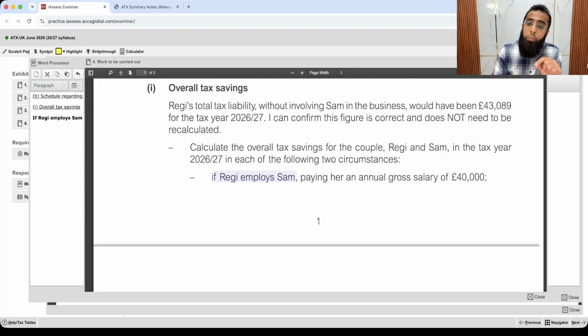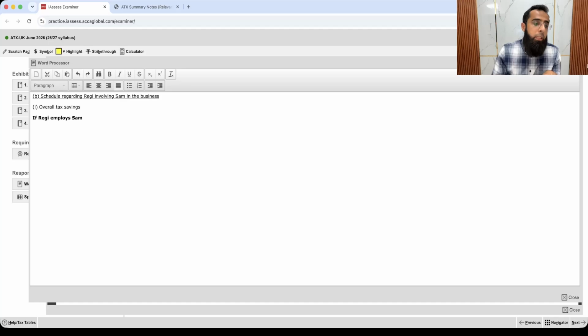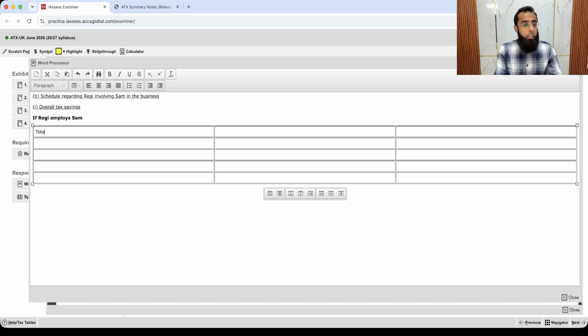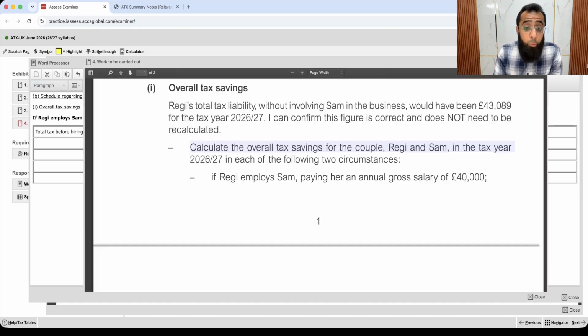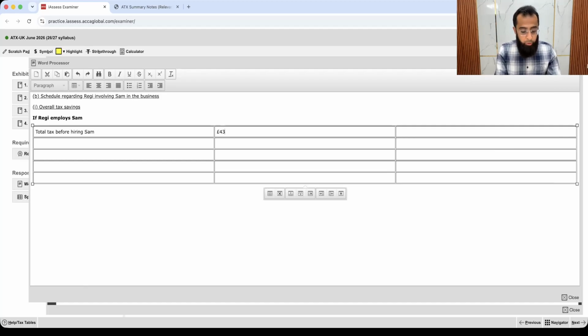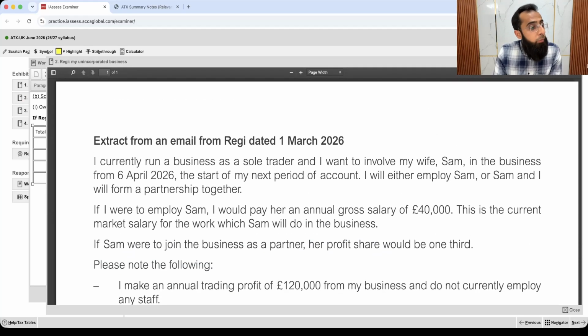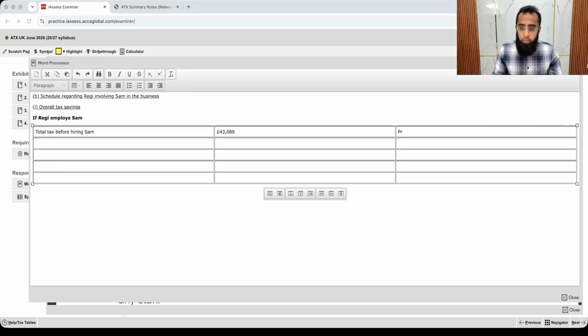See, the entire focus is to calculate the overall tax saving. So I will create a table. Instead of a table, you can also use Excel. Total tax before hiring Sam. What was the total tax liability before hiring Sam? It was given in the question. If you go and look at it, it is £43,089. It is given in the scenario, so I will pick it up from the question, £43,089. This was provided in the document extract from an email from Regi.